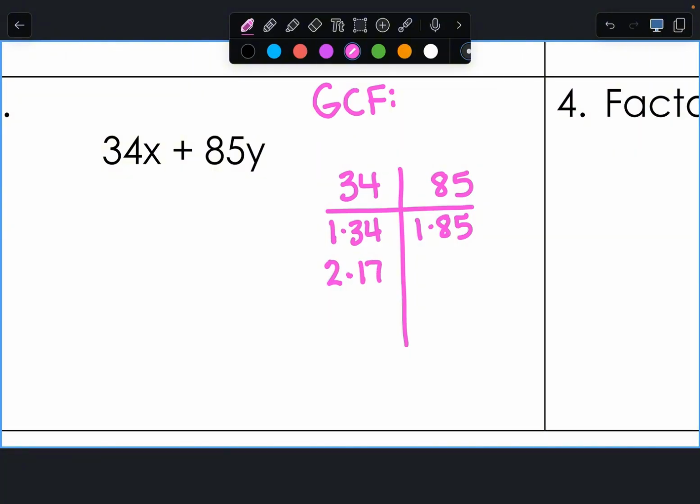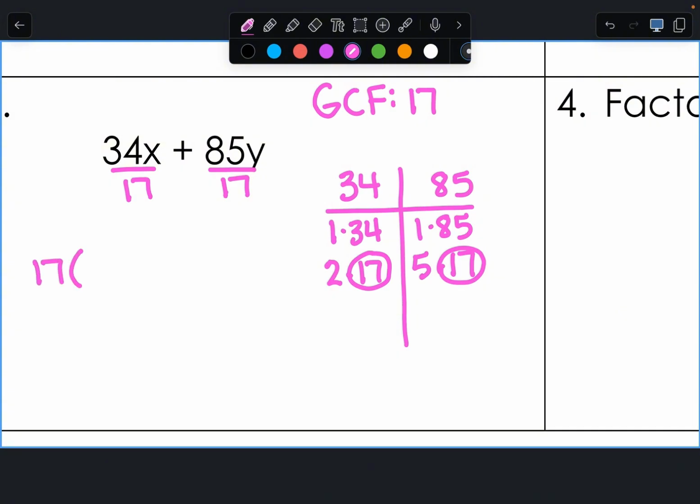What's the other one for 85? 85 has a 5 at the end, so you know 5 has to multiply by something. 17. So the multiple is just 17. The greatest common factor is 17. Now, do both terms have the same letter, the same variable? No, so a variable will not be included in this greatest common factor. The only thing is the 17.